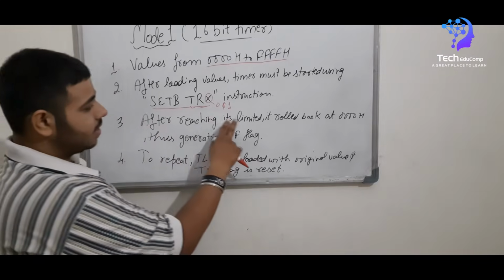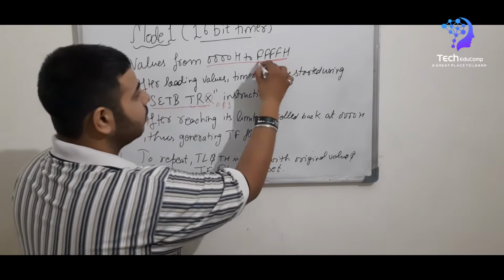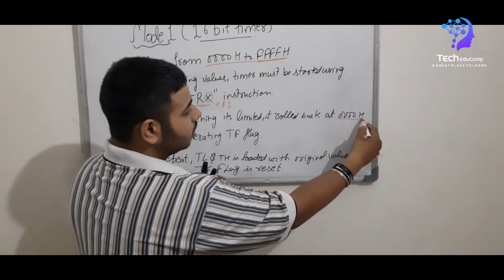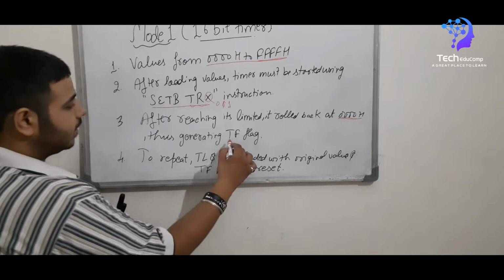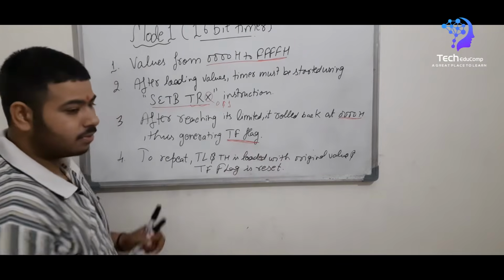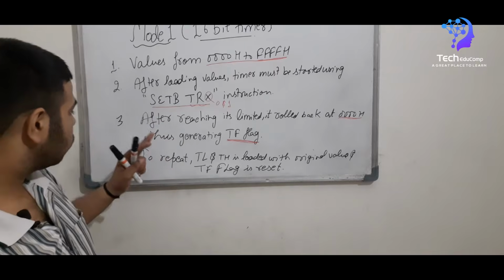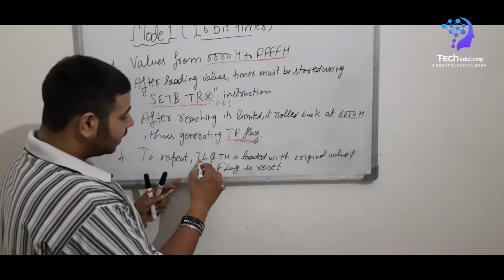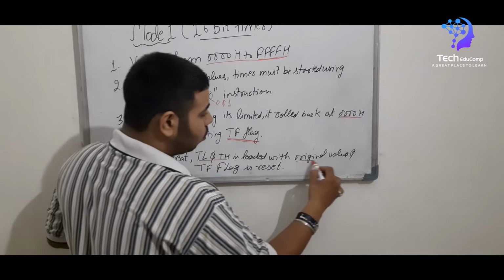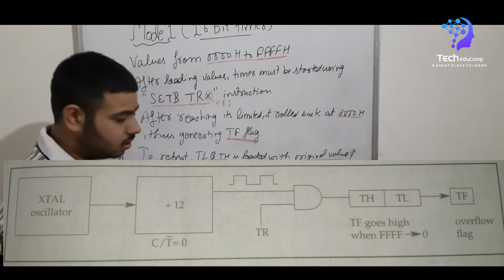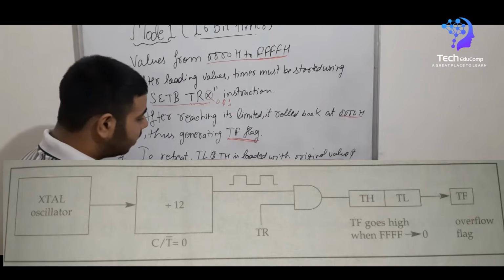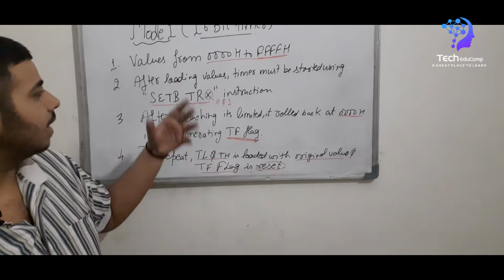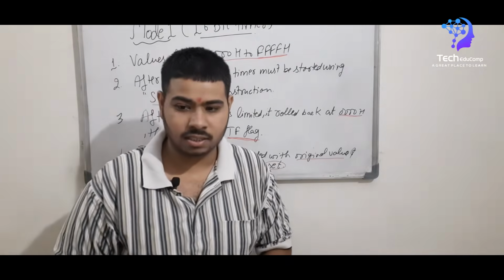After reaching its limit, that is FFFFH, it rolls back to 0000H, thus setting the TF timer flag high. To repeat the same process, the same program, the TL and TH must be loaded again with their original values, which we have to define at the start of the program, and the TF flag must be reset. So these were the characteristics of mode 1.